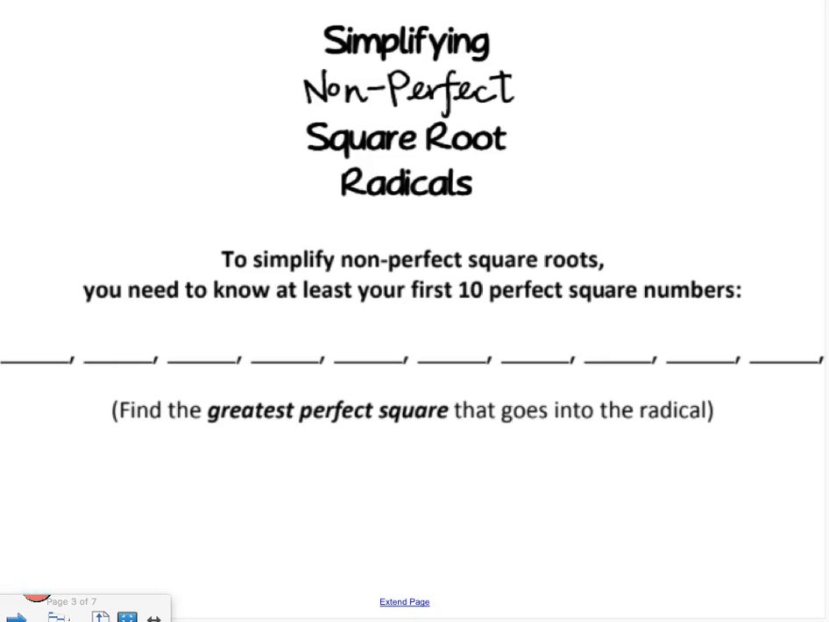So if I were to go through it and list my first 10 perfect squares, what's 1 squared? 1. What is 2 squared? 4. 3 squared? 9. 4 squared? 16. 5 squared? 25.